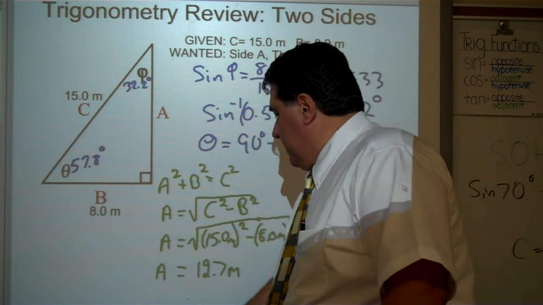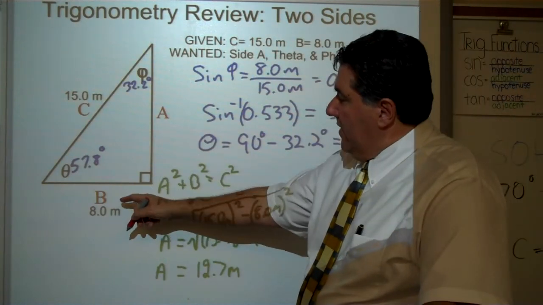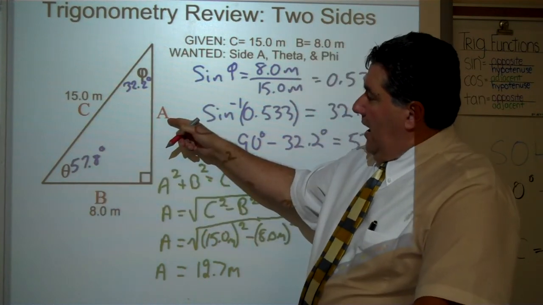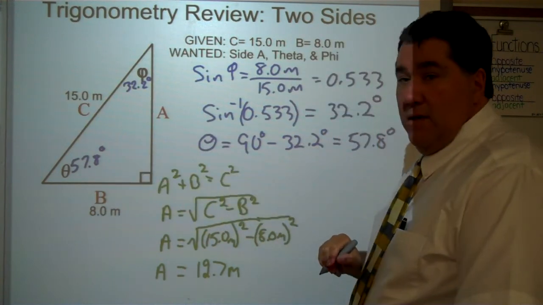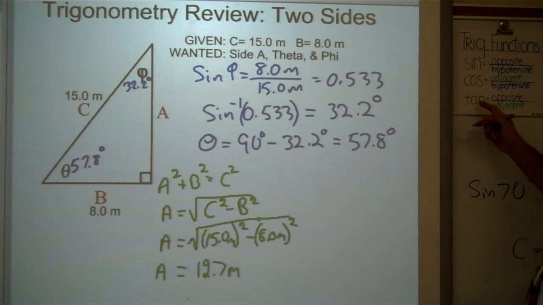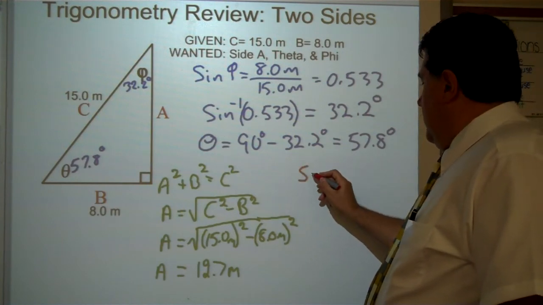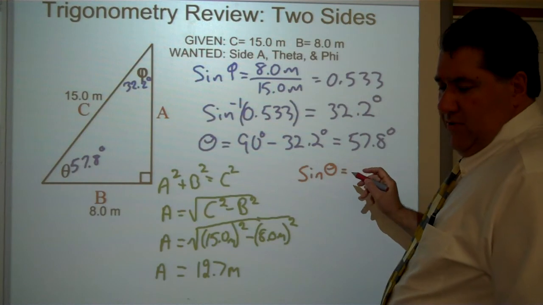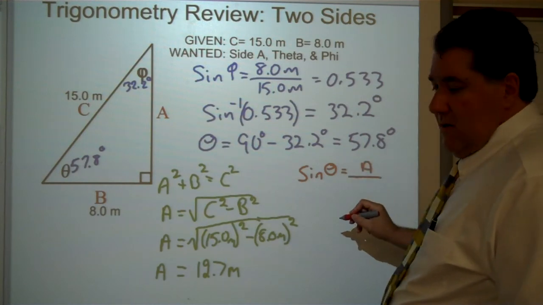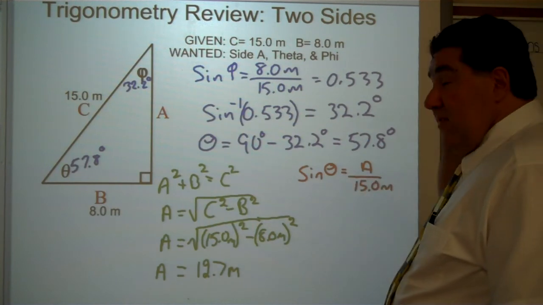Now I also can do another method for finding side A, and I can use trig to find that out. For example, now that I have theta, I can find the opposite of theta. Which of the trigonometric functions gives me the opposite, especially up top? Well, sine equals opposite over the hypotenuse again. So that works really well. Also, tangent is equal to opposite over the adjacent. I can use either one of them. I'll pick the sine function. So here, sine of theta is equal to the side A that we're after over the hypotenuse, which is 15.0 meters.